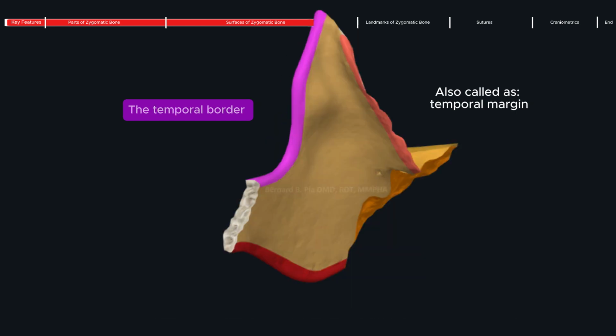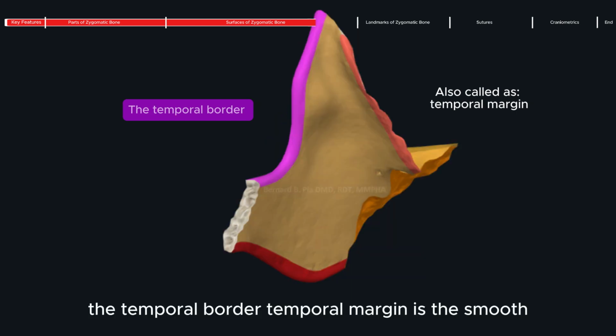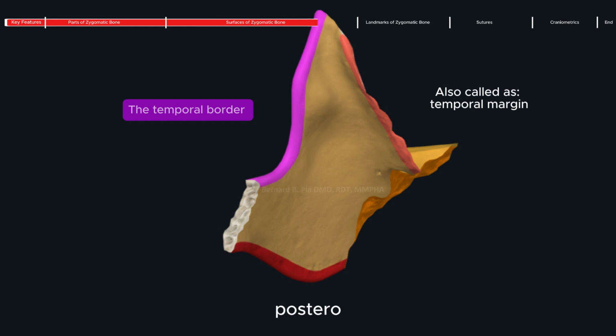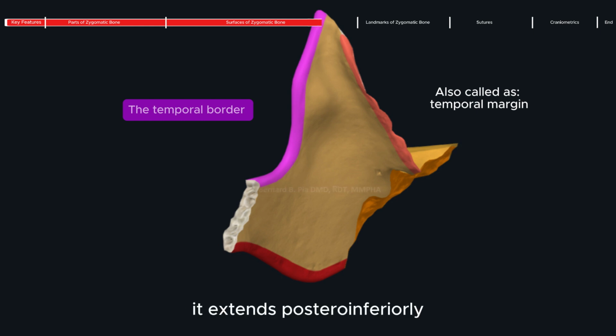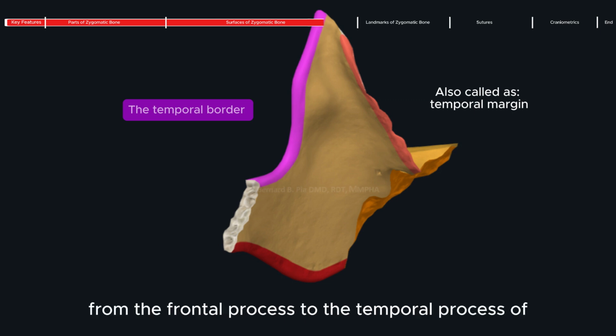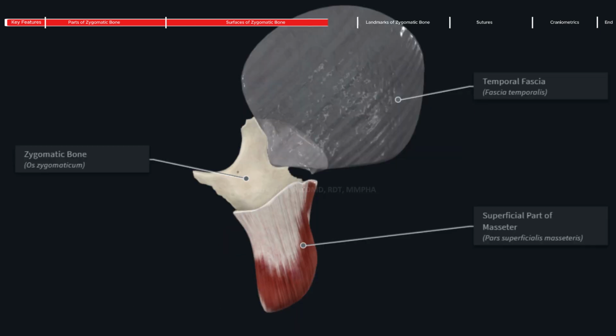7. The temporal border, or temporal margin, is the smooth, posterosuperiorly located margin of the zygomatic bone. It extends posteroinferiorly from the frontal process to the temporal process of the zygomatic bone. The temporal border of zygomatic bone provides an attachment site for the temporal fascia and contributes to the formation of the anteroinferior boundary of the temporal fossa.